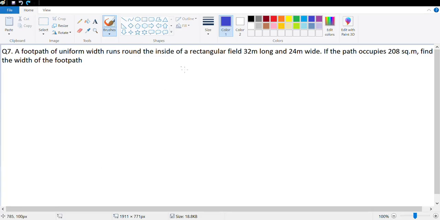Guys, let's look at the next question. The next question that we do is question number 7. It says a footpath of uniform width runs around the inside of a rectangular field which has some width and length. Path occupies this much area. Find the width of the footpath.